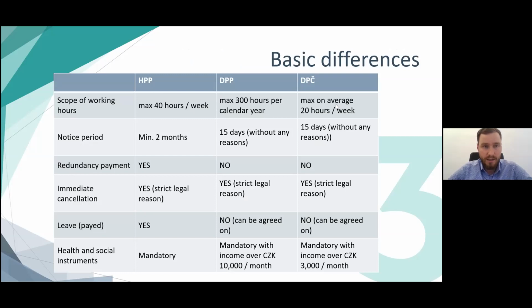So I made a little chart for you. I hope it's clear. All the stuff I just said should be in this chart. So there's a notice period. I use the shortcuts for the employment relationship and the agreements, which are the DPP and the DPC. So if you have any trouble understanding this chart, feel free to ask me, or later I'll be happy to explain this.